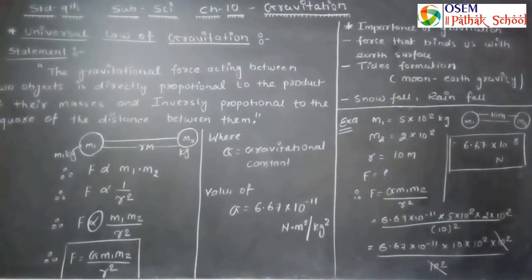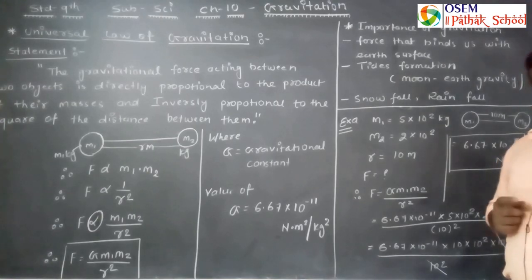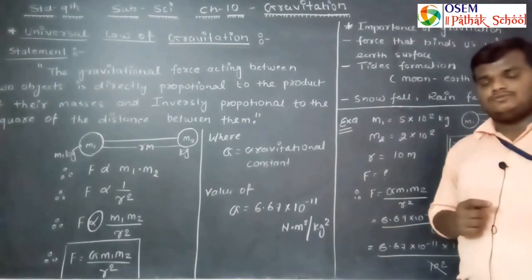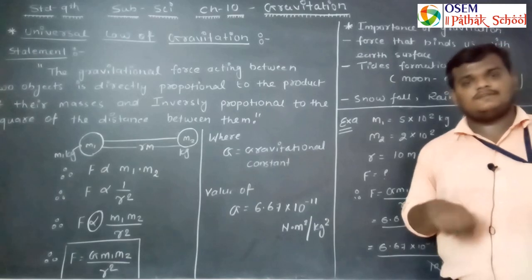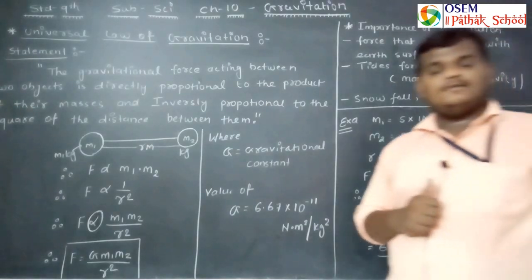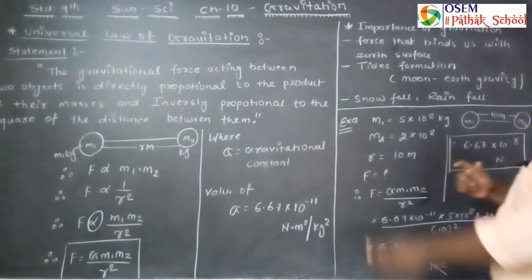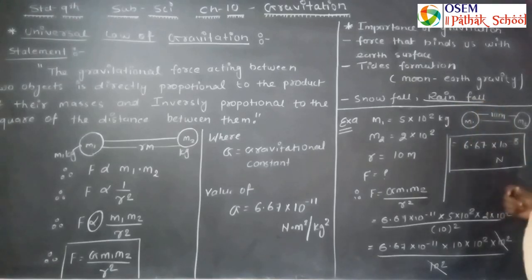Third importance is snowfall and rainfall. सो स्नोफॉलिंग जब होती है तो वो अर्थ के सरफेस पे ही आता है, और अगर रेनफॉल जब होता है, सो रेनफॉल हमेशा वो अर्थ सरफेस पे ही आता है.